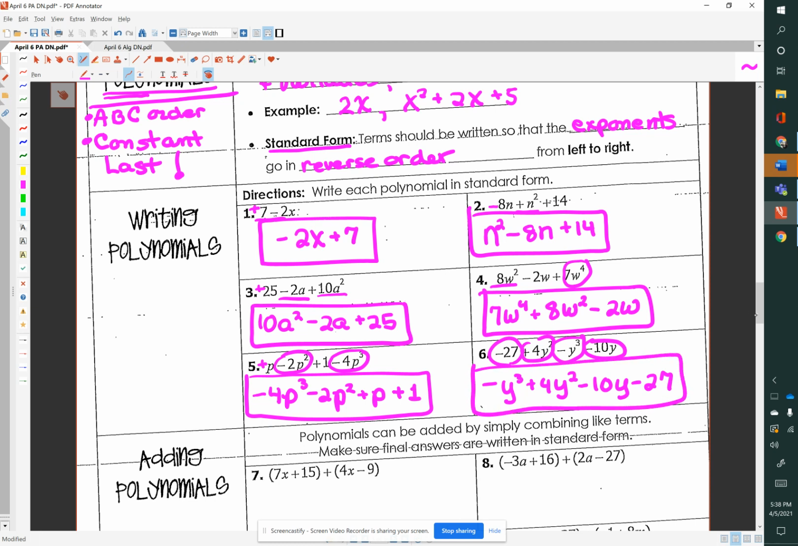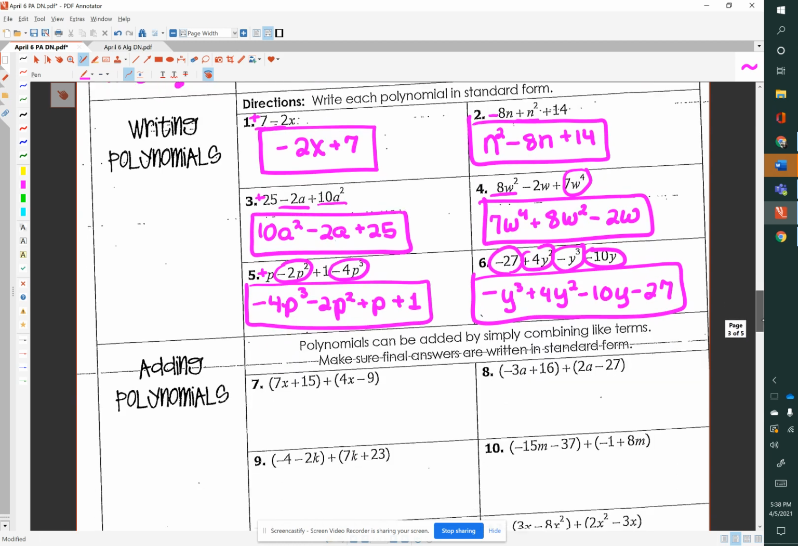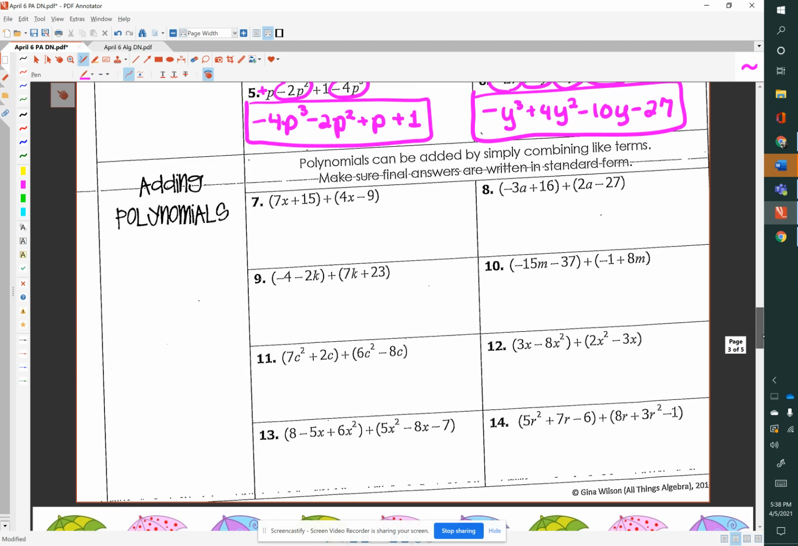Let's go on. Now we're going to add polynomials. We're just going to do a few of them today, and we'll be doing more adding and subtracting of polynomials tomorrow. So polynomials can be added by simply combining like terms. We've talked about like terms. They really have to be very much alike. You can't force them to be alike. When we add these polynomials and combine like terms, we want to make sure that the final answers are written in standard form.